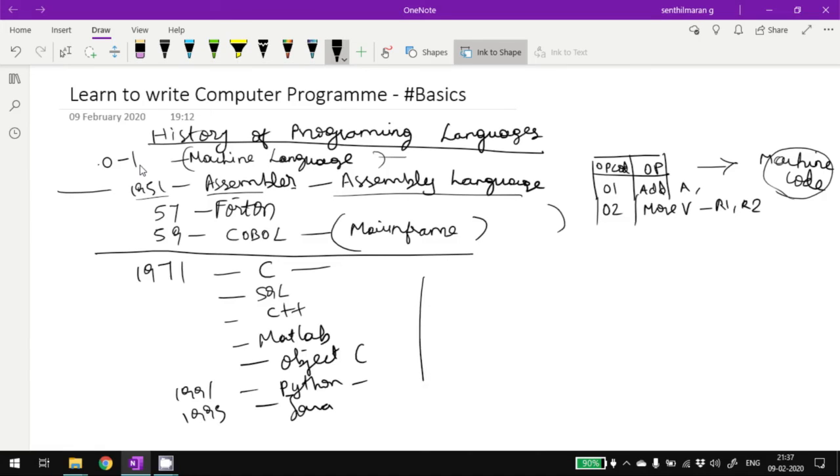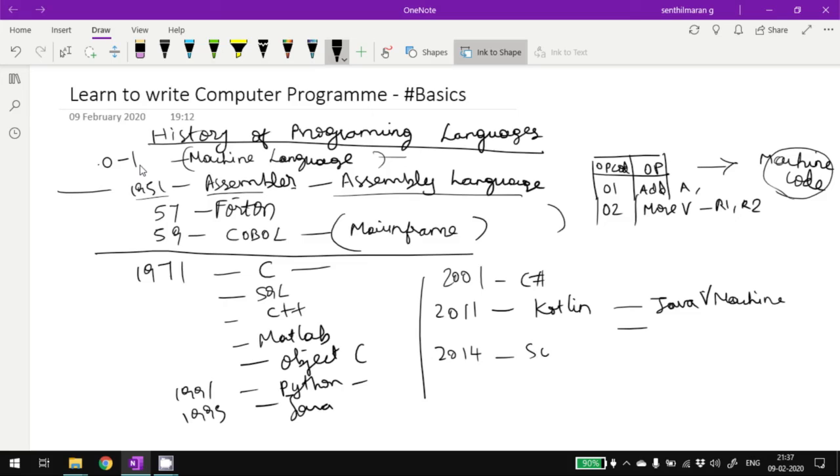After that, in 2001, C# was developed, and more recently, in 2011, there's a language called Kotlin, which runs over the Java virtual machine. It reduced many of the bottlenecks in Java. Next, in 2014, came the programming language Swift. It's an advanced version of C++, introduced for Mac for developing new programs.